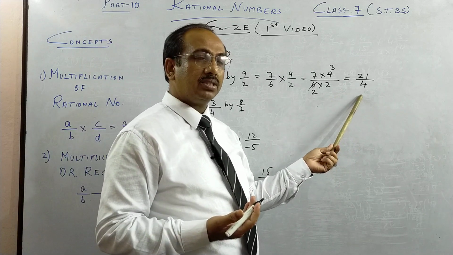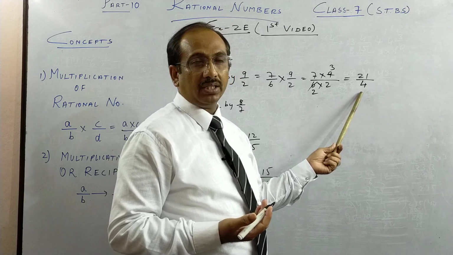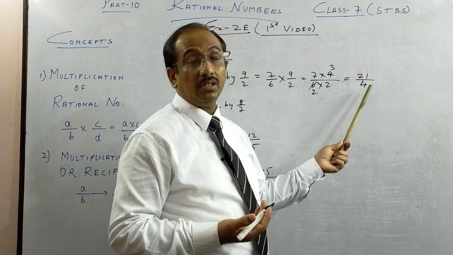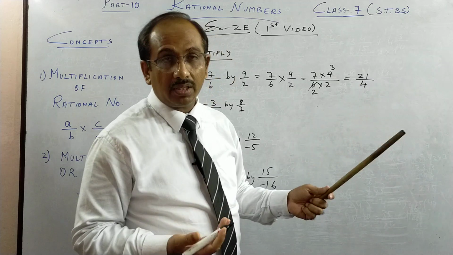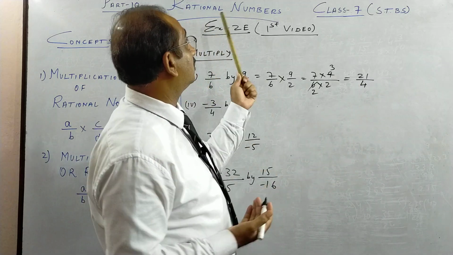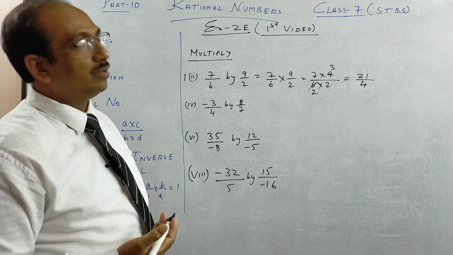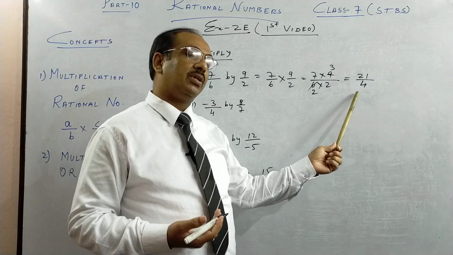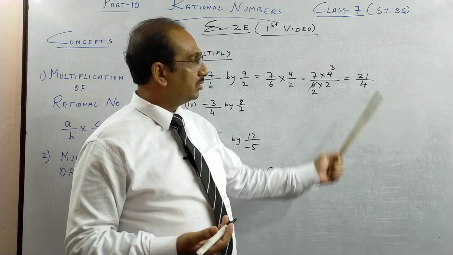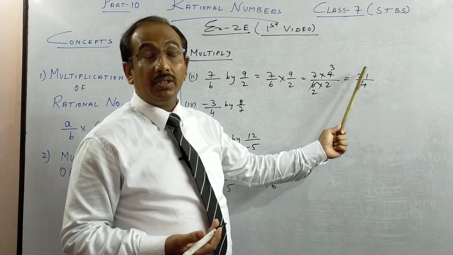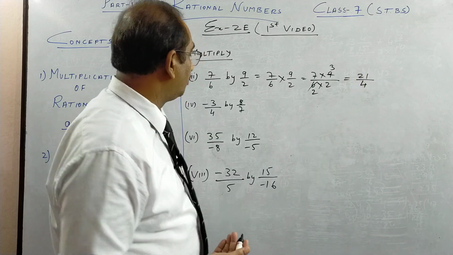If you have seen in class 6, this is an improper fraction, where the numerator is more than the denominator. Don't convert it to a mixed fraction, because we are doing rational numbers. Otherwise, in the fraction chapter, we convert it to a mixed fraction. This is an improper fraction with numerator more than the denominator.